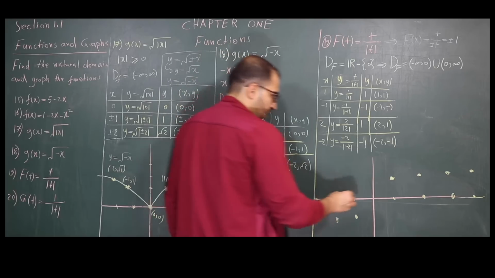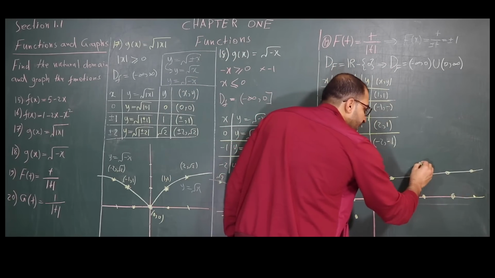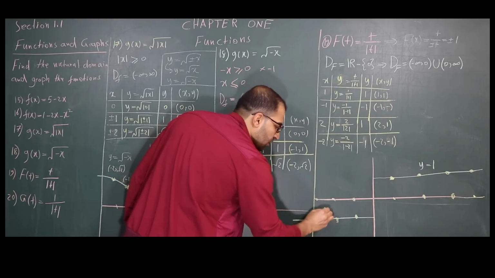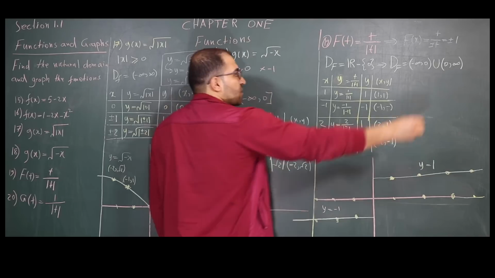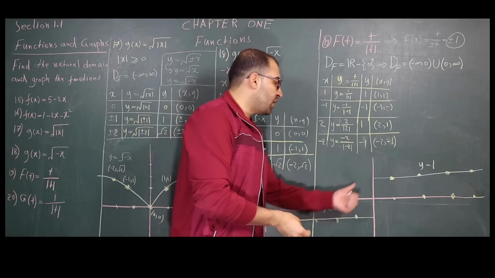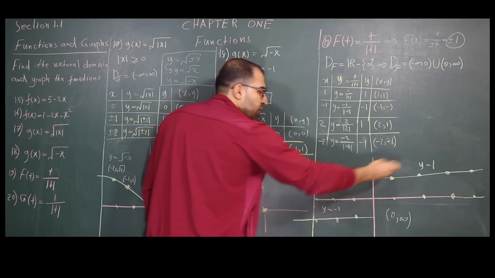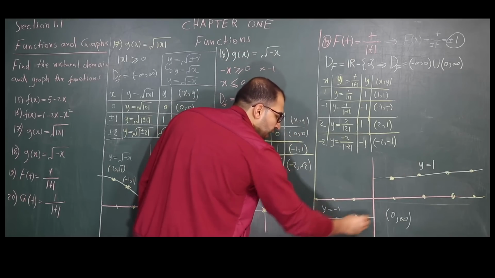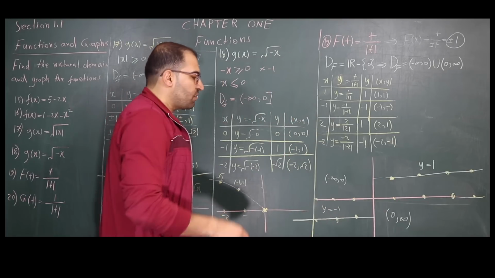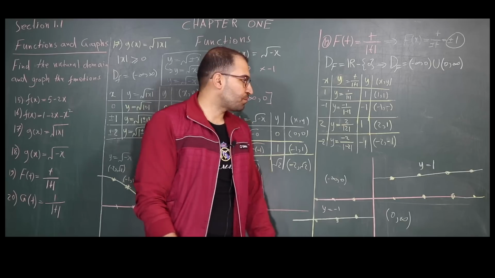And we can see easily that the plot of this function is just lines: here y equals 1, and here a line which is y equals minus 1. That's why I told you the final plot for this function is just 2 lines. For the interval from 0 to infinity, the plot will be y equals 1. And for the interval from minus infinity to 0, the plot will be just y equals minus 1. Okay?